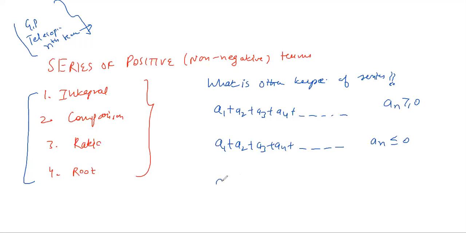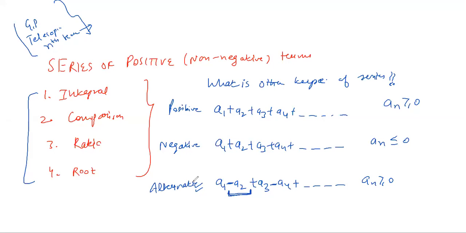And what else can there be? It can be a1 minus a2 plus a3 minus a4 and so on, where the a_n are positive. In this one I have kept the a_n positive, but you see, I have introduced subtraction signs alternately. They are alternately becoming positive and negative. If you look at the second term of the series, it is negative, because a2 is positive but minus a2 will be negative. So you can see there are 3 types of series: the positive term series, the negative term series, and the alternating series.